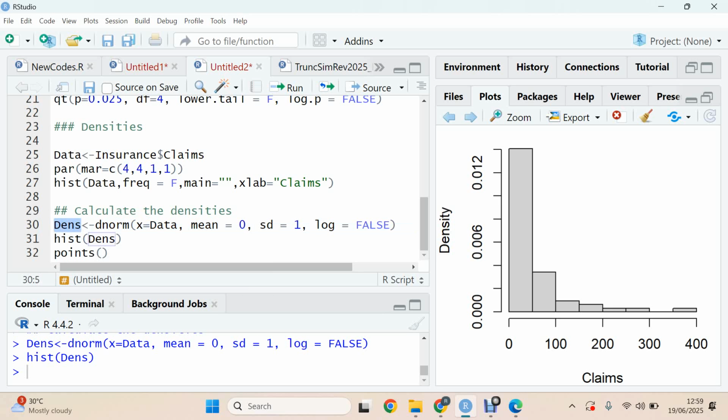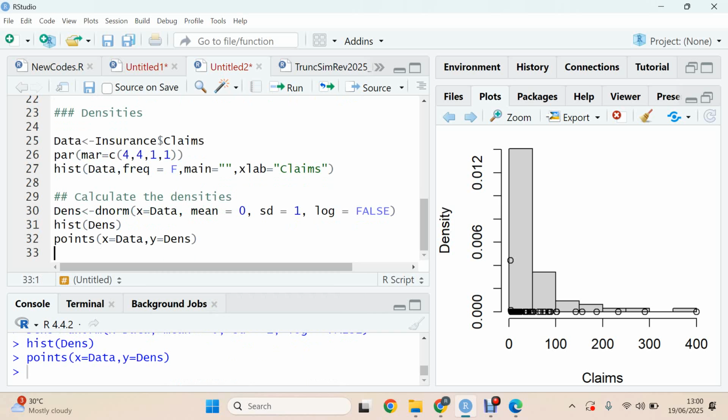So if it is points, will this work? Maybe. Then I need data as my x, sorry. X is equal to data, y will be density, right? So y will be what? The density we have computed. So let's see. So this is how it looks like.